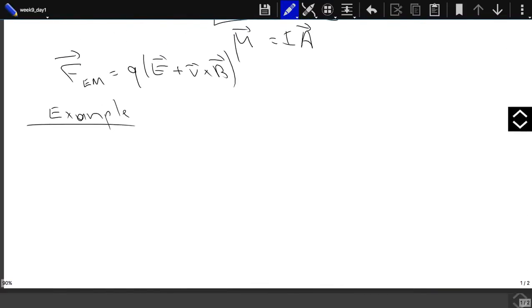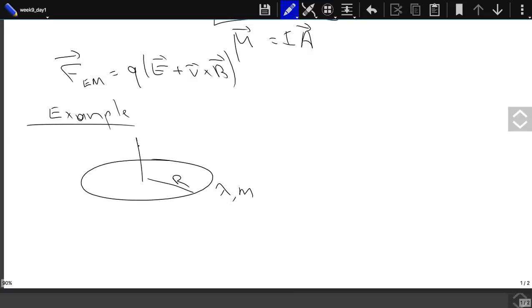Now let's look at this example. Let's just assume we have a ring which has a uniform charge density. Furthermore, it is rotating. It has a mass m, radius r, and it has an angular velocity omega. So what is its magnetic moment?